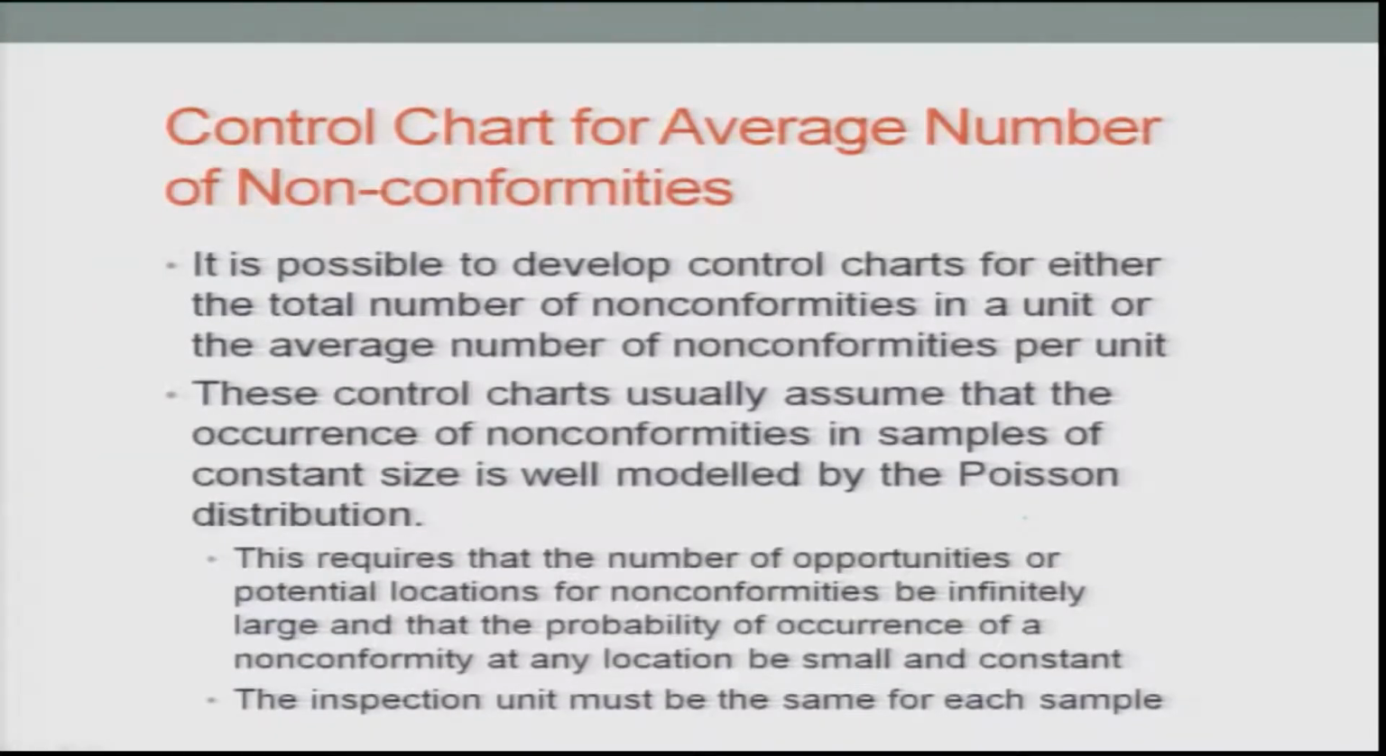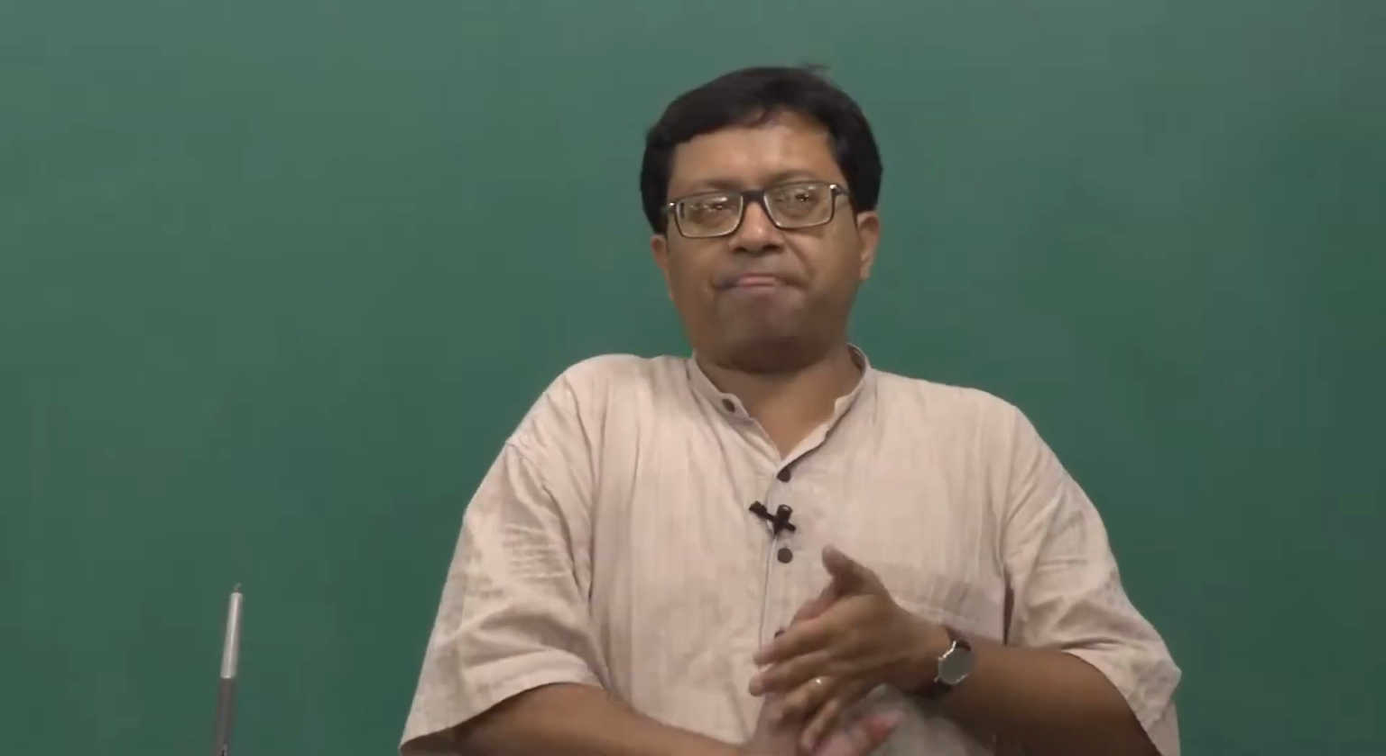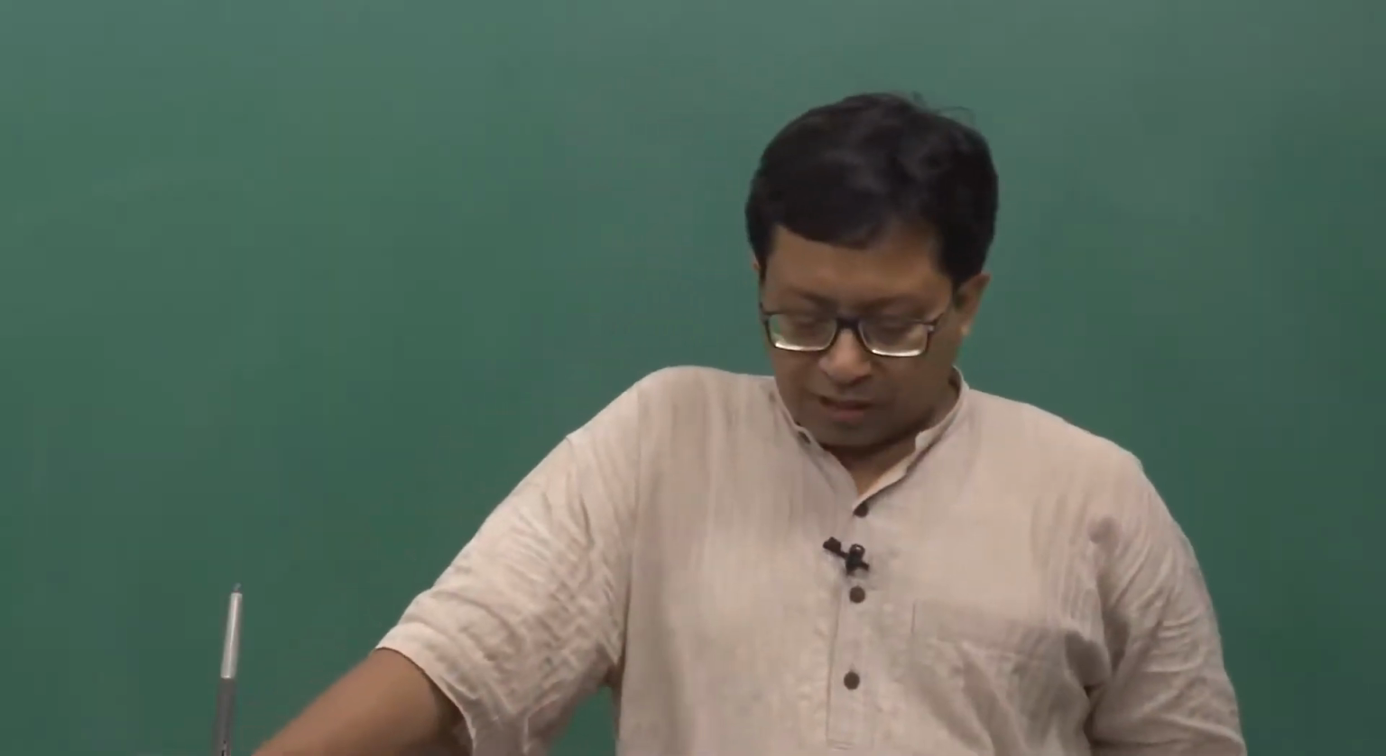Now, we will consider the control charts for the average number of non-conformities. It is possible to develop control charts for either the total number of non-conformities in a unit or the average number of non-conformities per unit, and do the calculations accordingly. These control charts usually assume that the occurrence of non-conformities in samples of constant size is well modeled using a Poisson process. This requires that the number of opportunities or potential locations for non-conformities may be infinitely large, and that the probability of occurrence of a non-conformity at any location would be small. So collectively it is large, but individually it is low. The inspection unit must be the same for each sample, and you follow the same policy.